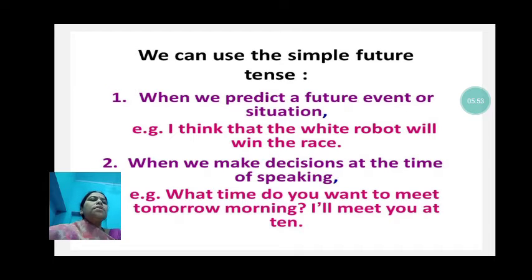When we make decisions at the time of speaking. So what time do you want to meet tomorrow morning? So I'll meet you at 10. So deciding, making a decision at the time. The person is asking at what time are you going to meet tomorrow morning? He is saying that I will meet you at 10. So decided at that time only that at 10 I am going to meet you. I'll meet you tomorrow.